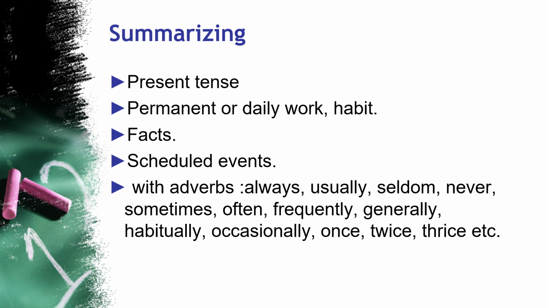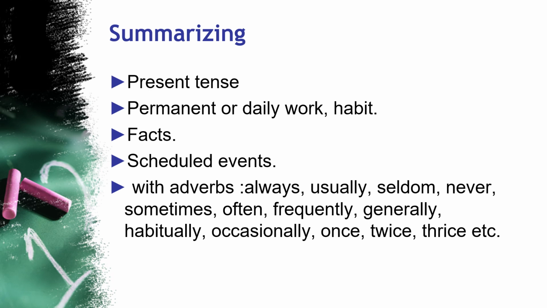Okay, so every day means repeating. The action has to be every day, so it's a permanent event. That's why we have to use the present tense. Case number 2, facts, like the sun rises from the east. Every day the sun rises, that is a permanent fact, so we have to use the simple present tense.